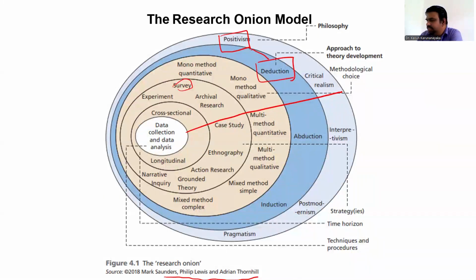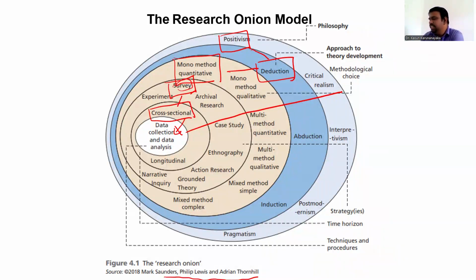For example, positivism with deduction, and then you can go for mono-method quantitative, and maybe you will collect data using a survey, and your survey can be cross-sectional because you will do it in a limited time. Then for data analysis techniques, you may do summary statistics, or some kind of correlation analysis, even going beyond that, right? So these are the kinds of decisions you can make.